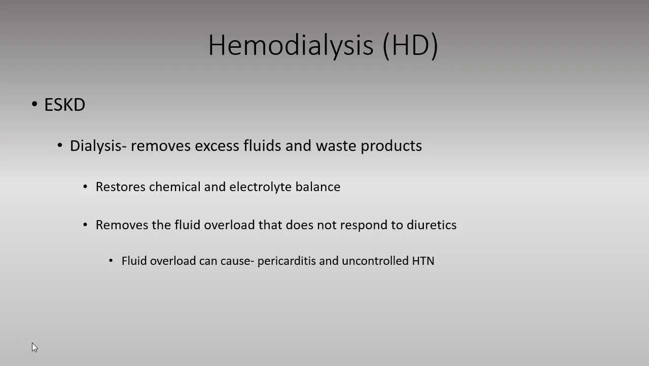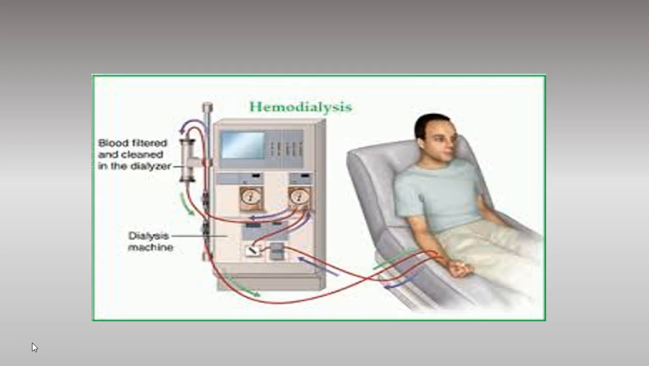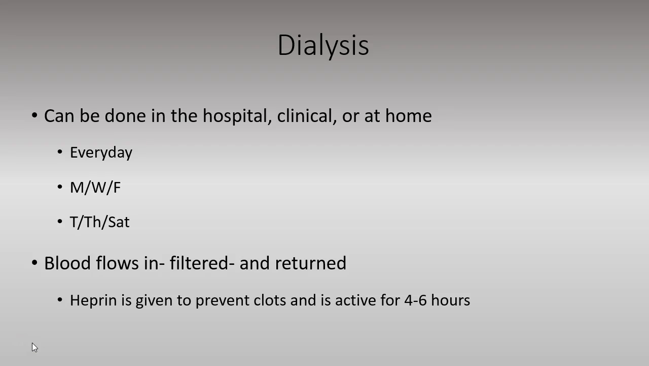So for dialysis, let's see if it's the next slide. There you go. Basically it's going to pull out the blood, filter it through this machine, take what it doesn't need, and put the rest back into your system. It will take all of your high lab values, make them right, and put them back into you. Dialysis can be done in the hospital, in a clinic, or at home.